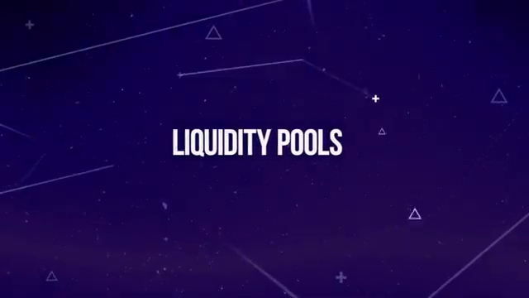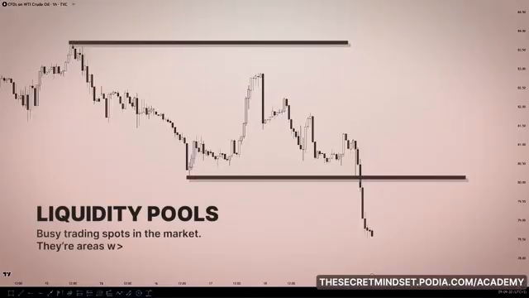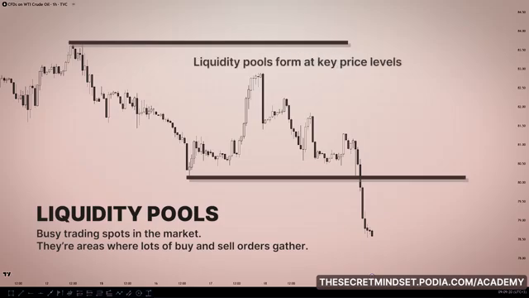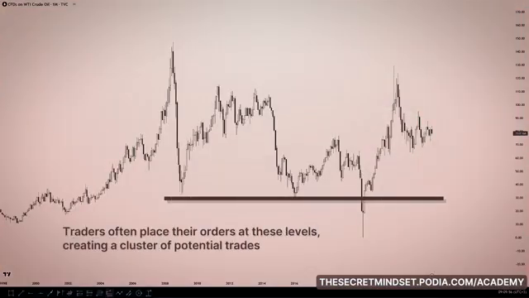Your main task is to find liquidity pools. Liquidity pools are like busy trading spots in the market. They're areas where lots of buy and sell orders gather, and they form at key price levels. These could be previous highs or lows, round numbers, or other important points. We'll talk about these in a minute. Traders often place their orders at these levels, creating a cluster of potential trades.